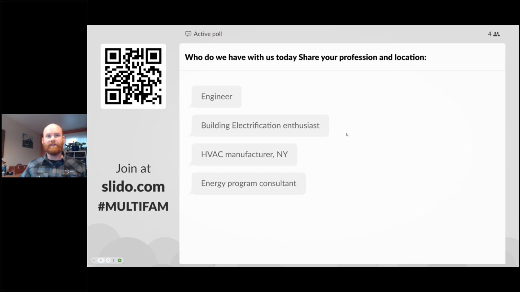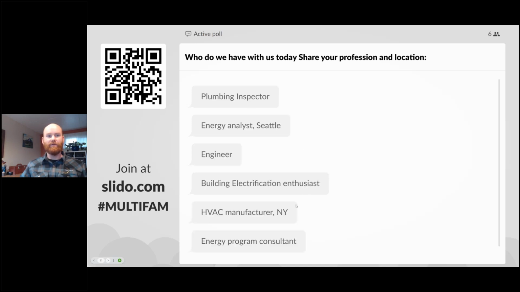Gas is not the greatest thing in the world. It has some good qualities, but it also has some challenges that come with it. It's really important that we move to electrify our buildings to better future-proof us, of course. And then an HVAC manufacturer out of New York. Great, thanks for joining us from the East Coast. Energy program consultant, great, you're here. It's really important that we all understand how much potential there is for energy savings with these commercial heat pump water heating systems. We have a plumbing inspector and energy analyst.